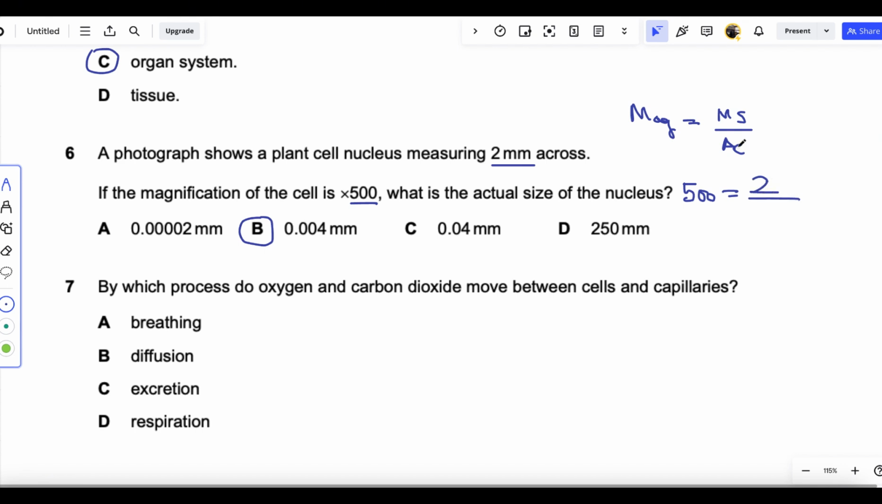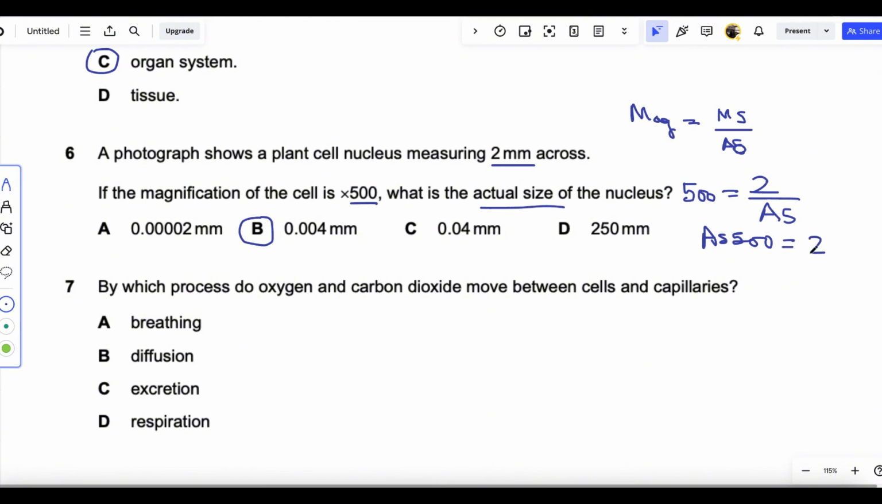Over the actual size, we don't know. That's what they want us to calculate. They say we should find the actual size, so I can put AS for actual size. Okay, so we cross multiply. We have AS times 500 equals 2.